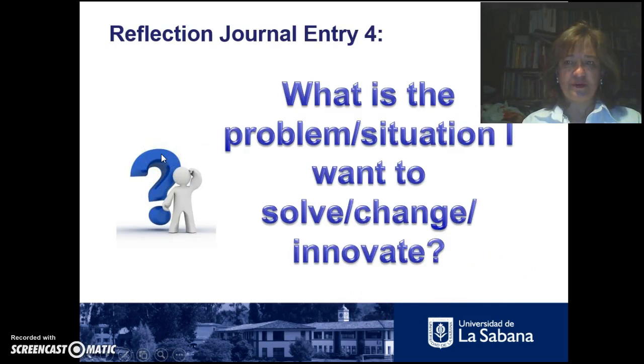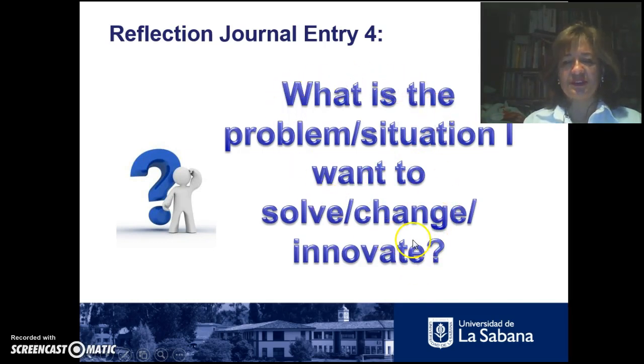The second part of our session tonight was regarding the literature review, and I wanted to remind you of an exercise that you did in reflection journal number 4 regarding the problem or the situation that you wanted to solve, to change, or to innovate at a certain point.